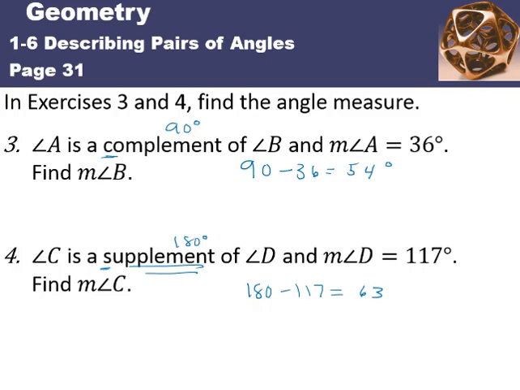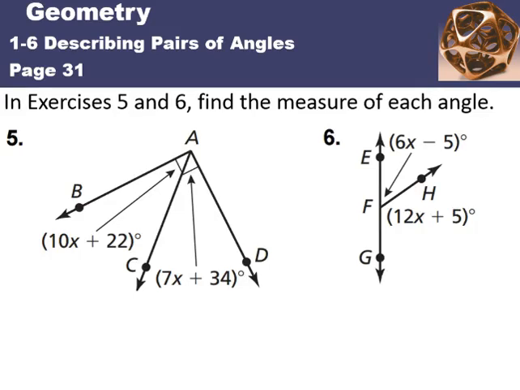Okay, number 5. So we're going to use the angle addition postulate here. We're going to add these two angles up, and we know that they equal 90. But they're complementary, right? So they equal 90. So it's still part plus part equals whole. Part plus part equals whole.